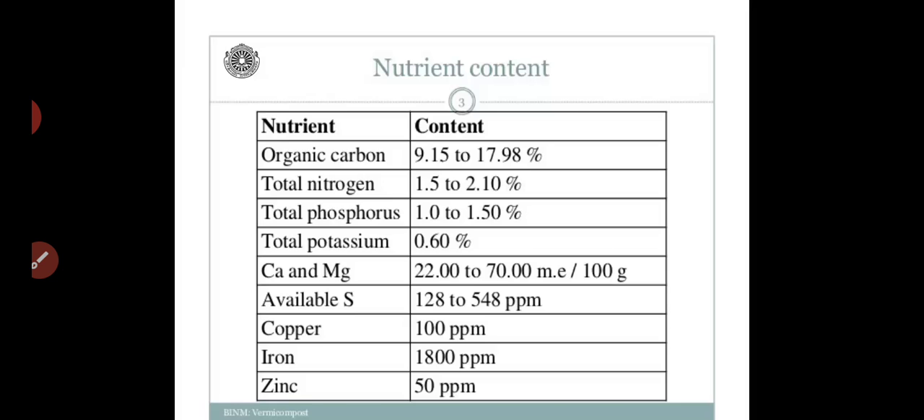22.00 to 70 milliequivalents per 100 gram, and available salt form is about 128 to 548 ppm, and it contains a good amount of copper, as you see here, about 100 ppm, iron of about 1800 ppm, and zinc of about 50 ppm.